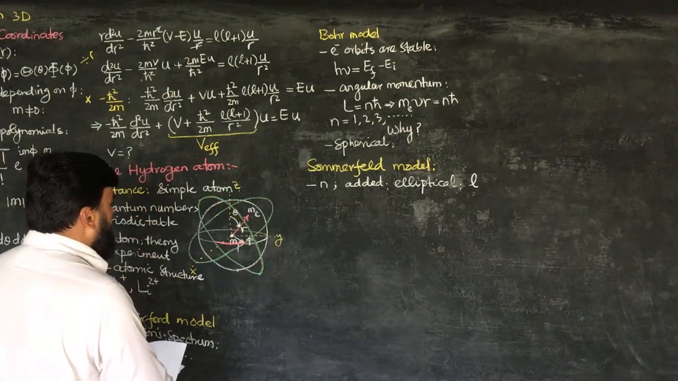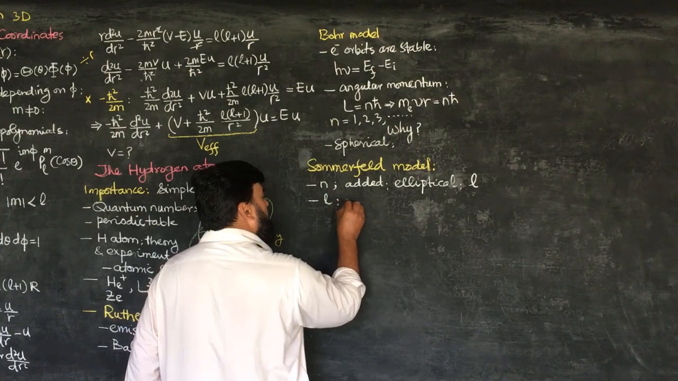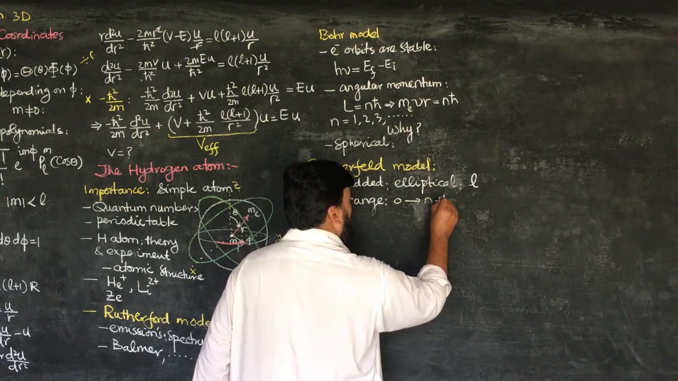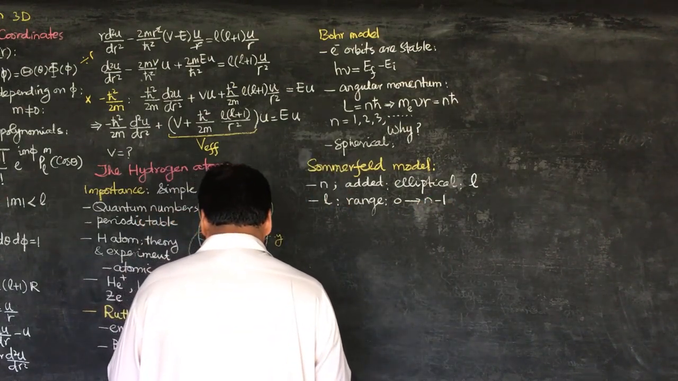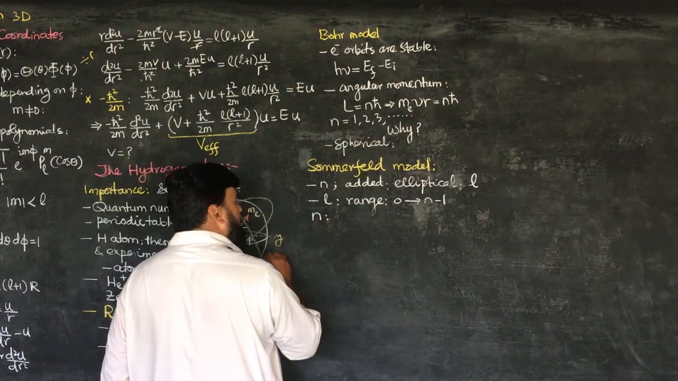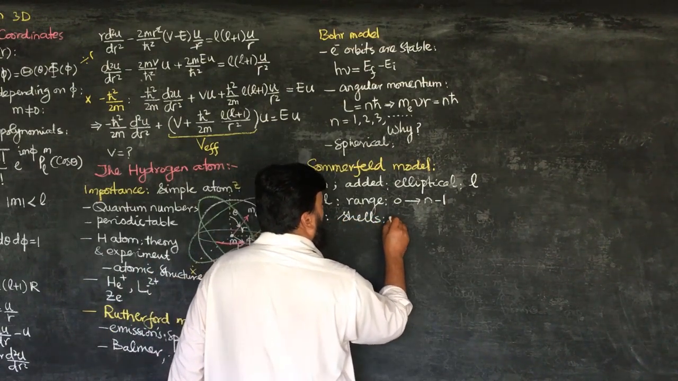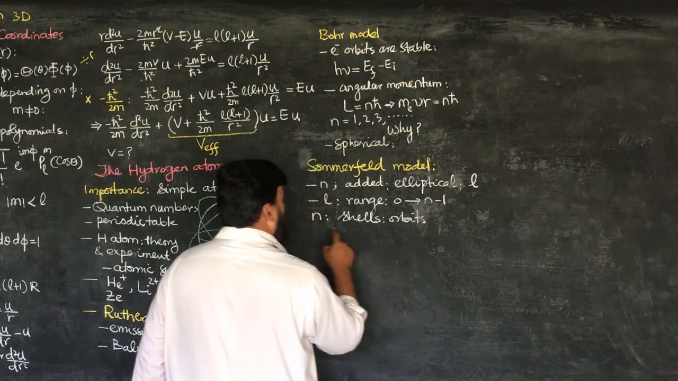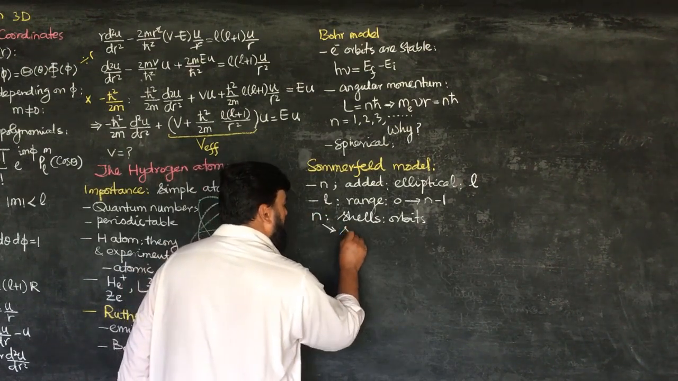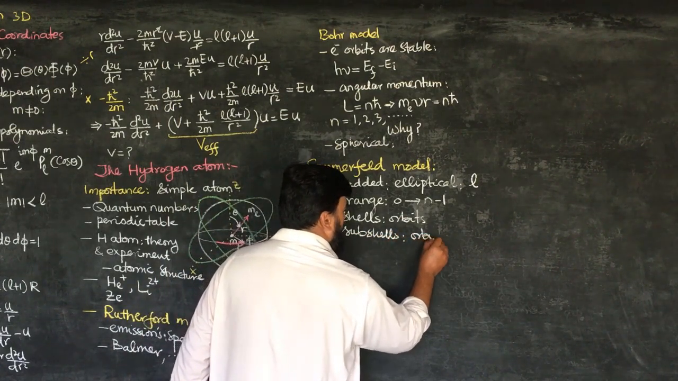And he did some mathematics for it, such that the L values range from 0 to n minus 1. And for a given n value, we call those shells or orbits. And in a given n, there are different values of L, which we then call subshells or orbitals.